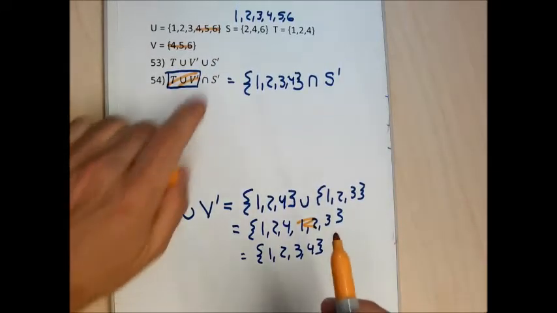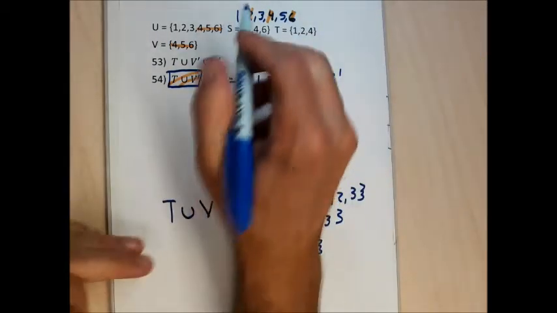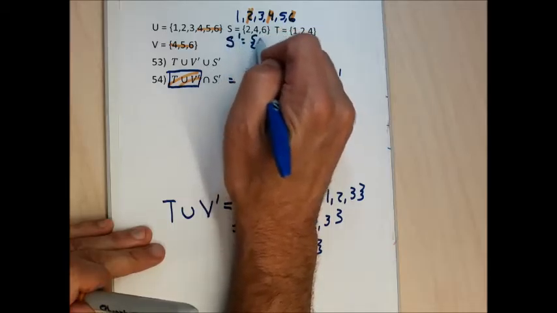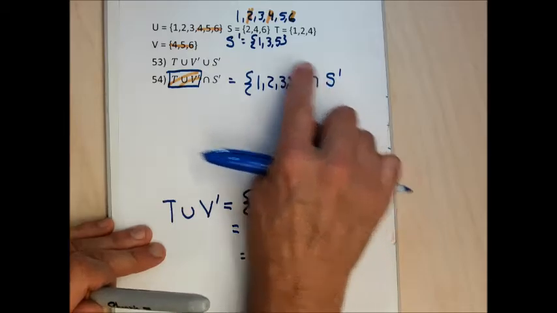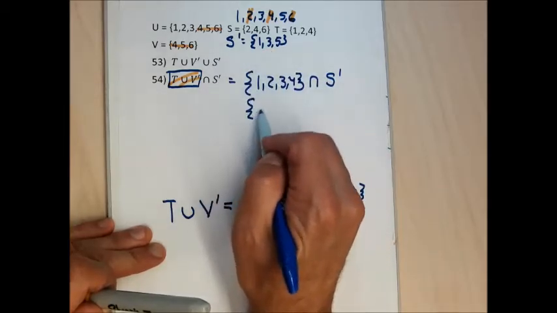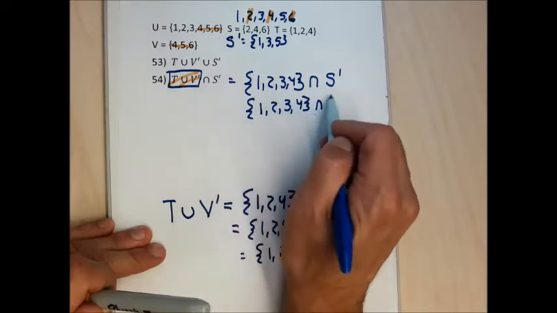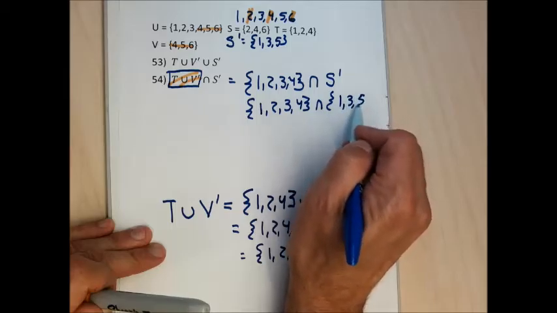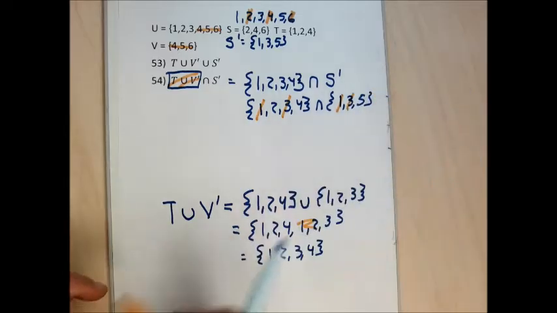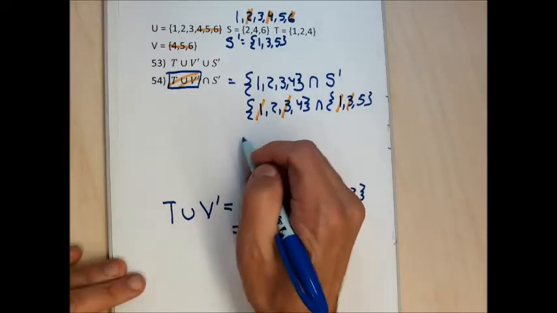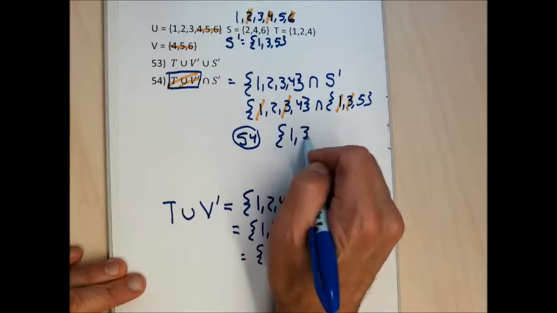To figure out what S complement is, I'm going to take 2, 4, and 6 from the universal set, and that's going to give me S complement is the set that contains the numbers 1, 3, and 5. So in place of the symbol S complement, I'm going to put that set. So I'm taking the first set that I found, and I'm going to intersect that with the set that contains the numbers 1, 3, and 5. And what they have in common, they both have 1, they both have 3. That's going to be the answer for my intersection. So for 54, my answer is going to be 1 and 3.